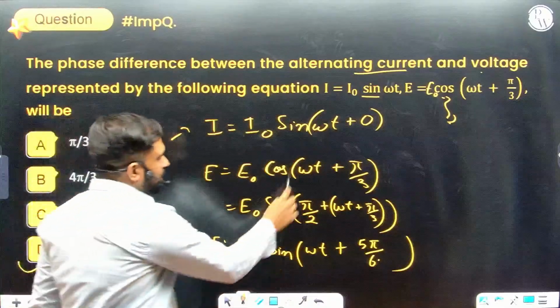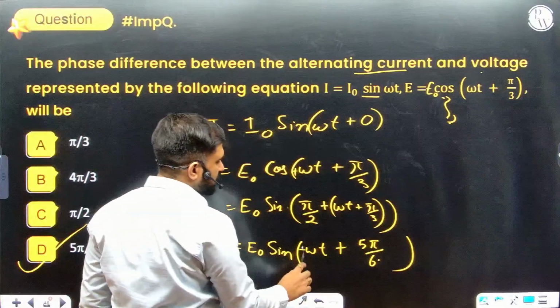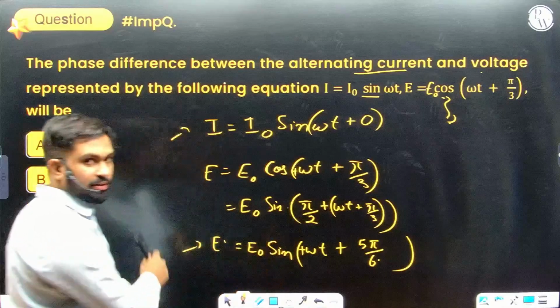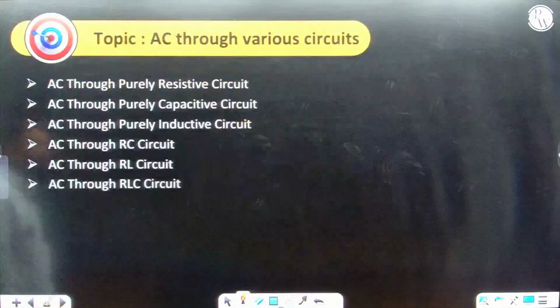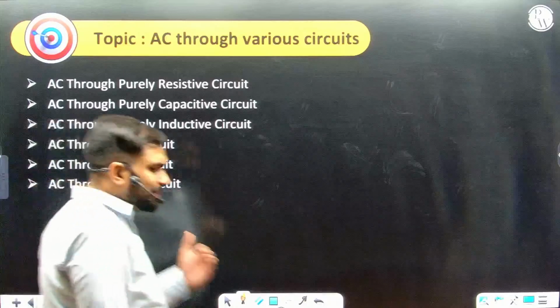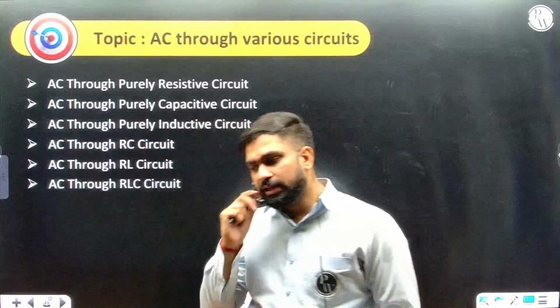And remember, omega t should be with a plus sign. So if you have done negative, then again do it correctly. Okay. What are different circuits we see in AC?